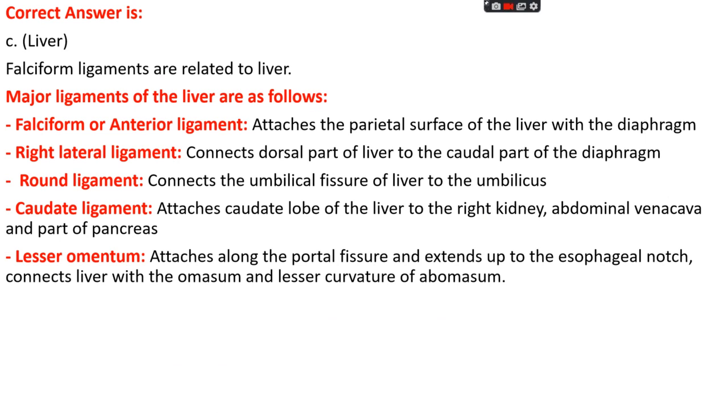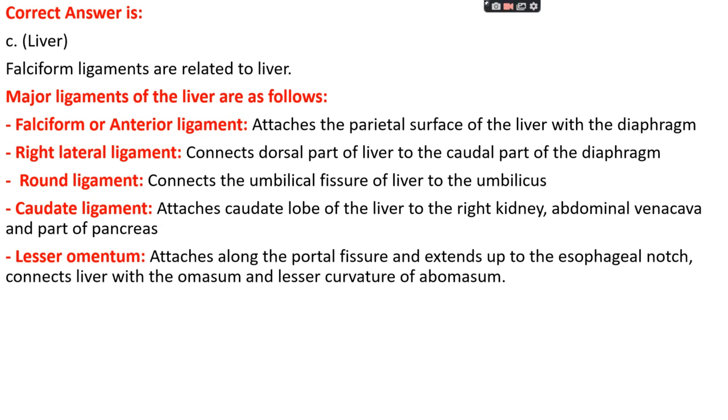The major ligaments of the liver are as follows. First is the falciform or anterior ligament, which attaches the parietal surface of the liver with the diaphragm, while the round lateral ligament connects the dorsal surface of the liver to the caudal part of the diaphragm. We can see that the round lateral ligament and falciform or anterior ligament connect the liver with the diaphragm, while the round ligament connects the umbilical fissure of the liver to the umbilicus.